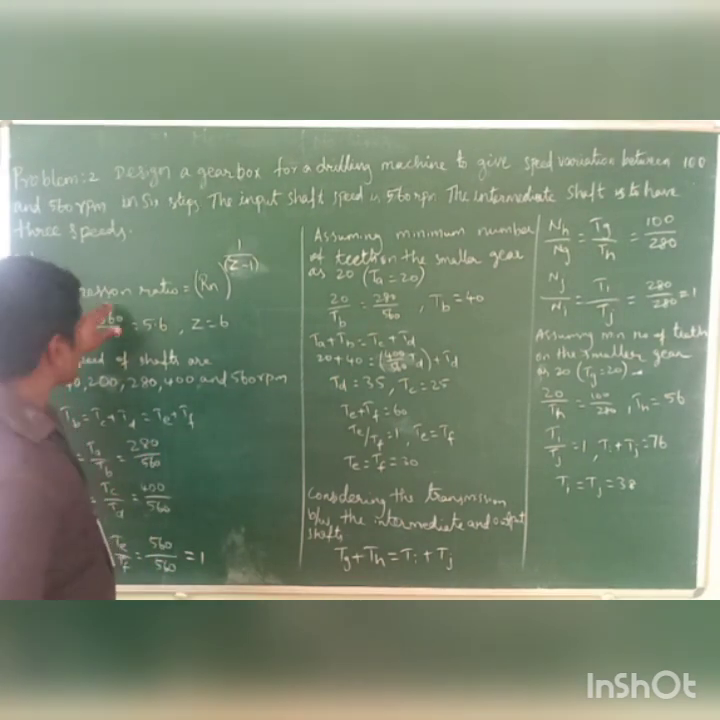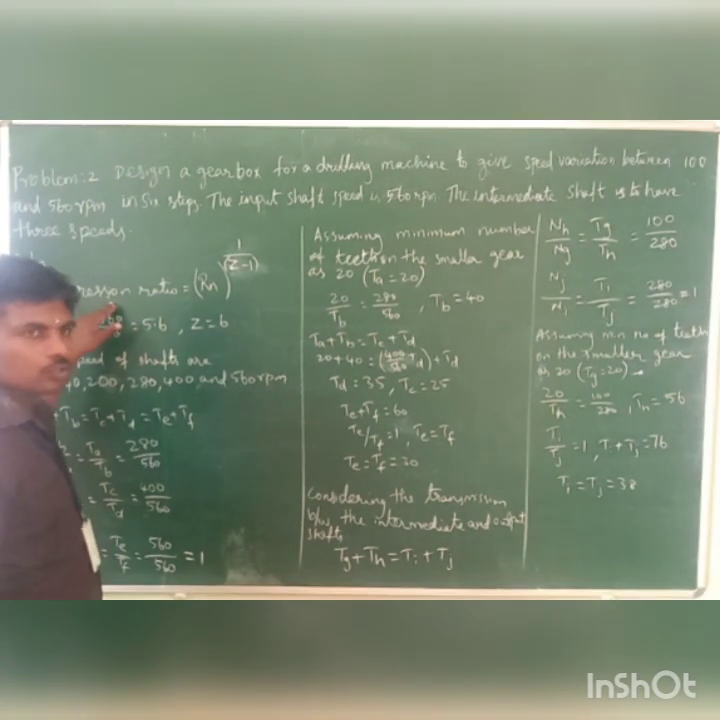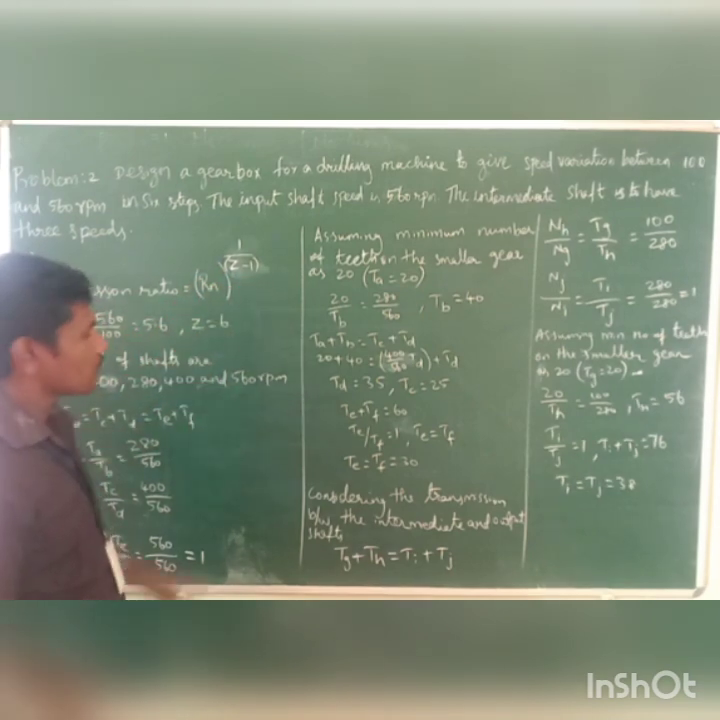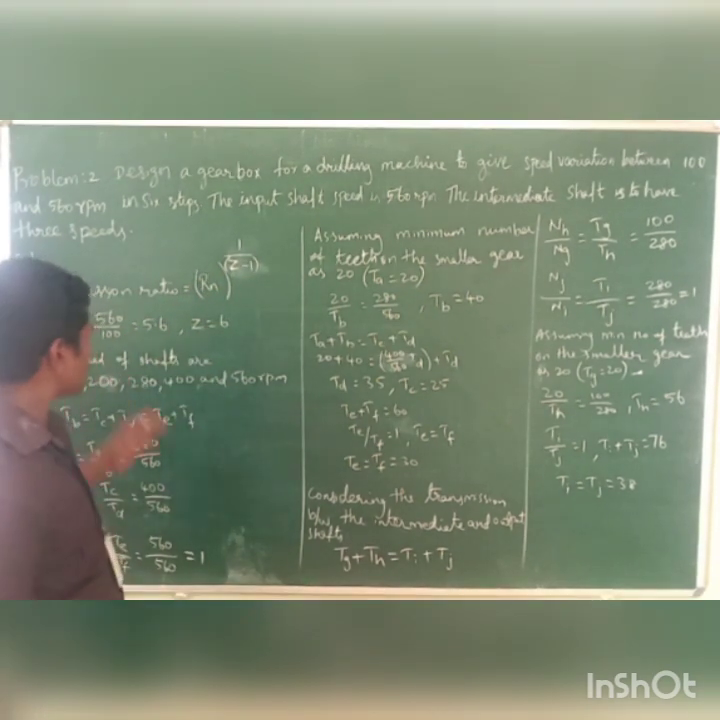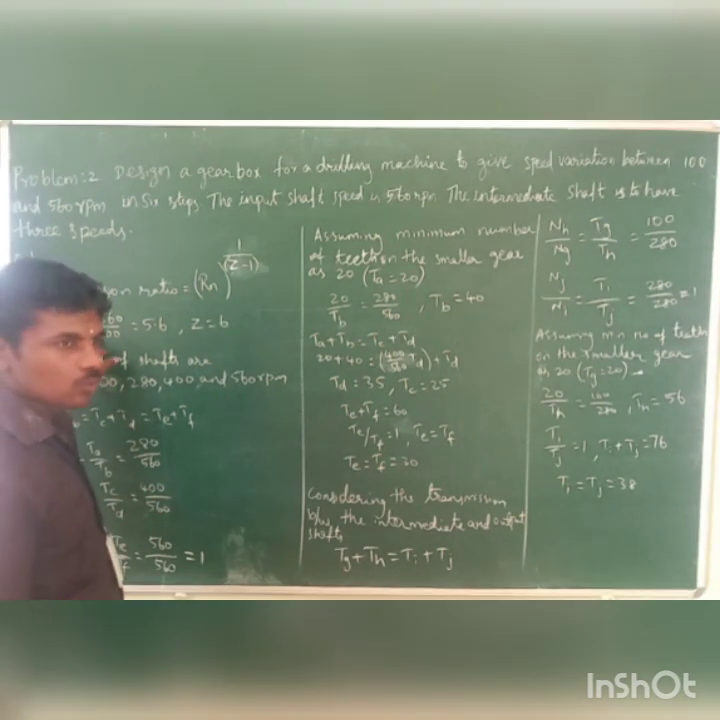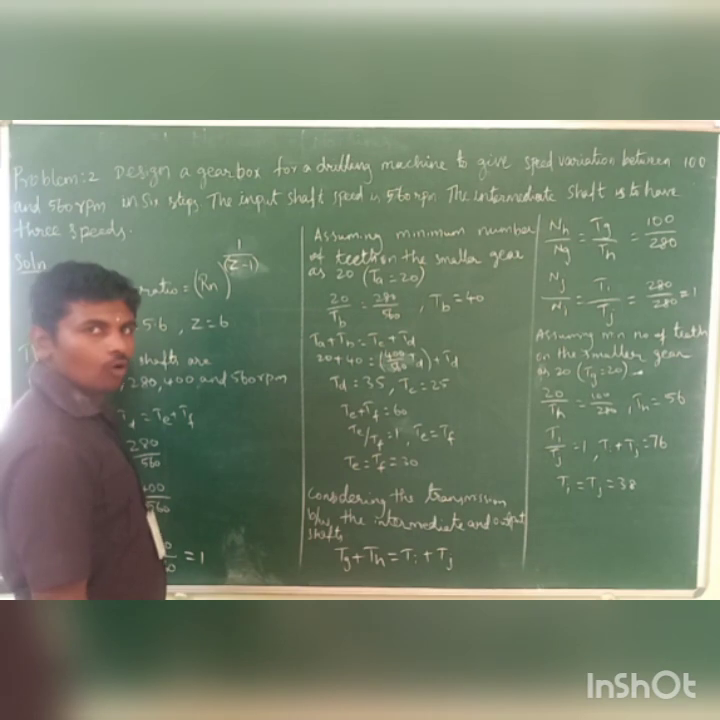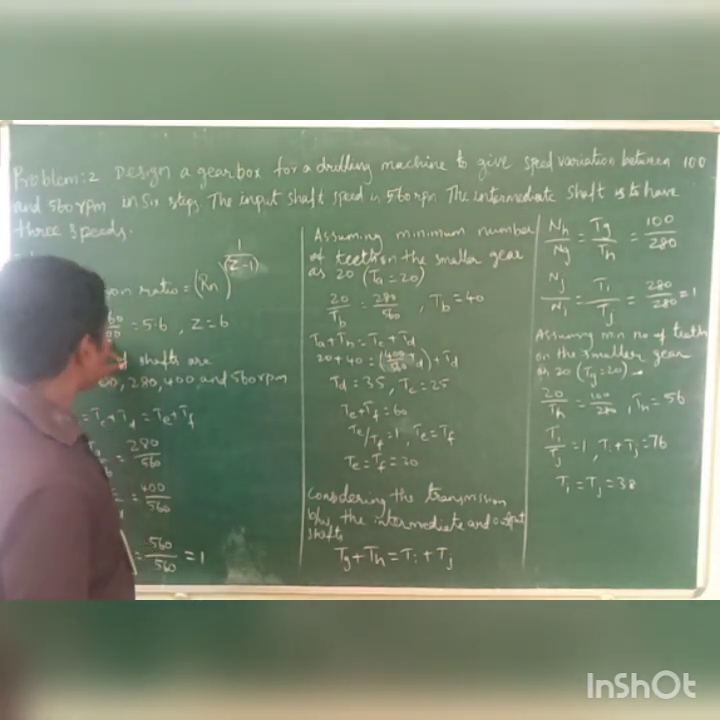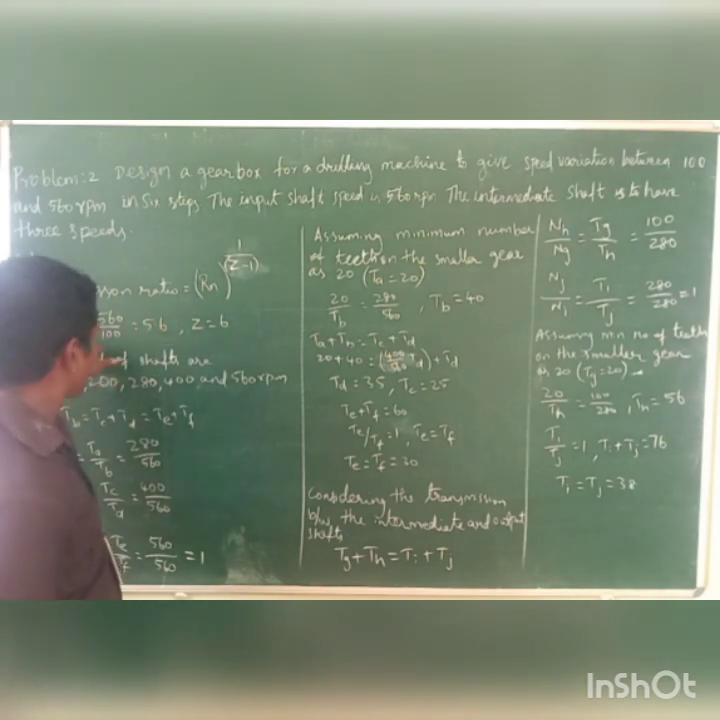First we need to find the progression ratio, that is Rn = (Nmax/Nmin) power 1 by (Z minus 1). Here we already know the minimum and maximum speed, input and output speed, right? So we can substitute those values here and find the value of Rn, the progression value.